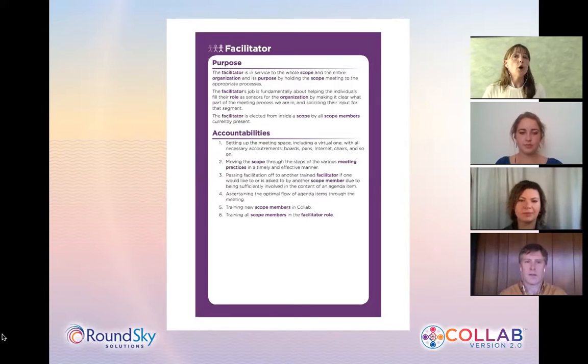Also, passing facilitation off to another trained facilitator if one would like to. For example, if it's your item and you don't want to have to facilitate your own item, although you can, or if it's being asked by another scope member due to being sufficiently involved in the content of an agenda item. As facilitator, you're also ascertaining the optimal flow of agenda items through the meeting. This means that you are in charge of choosing which agenda item comes first, second, third, and so on. Also training new scope members in Collab, and training all scope members in the facilitator role, with the goal being that we want everyone trained as facilitator.